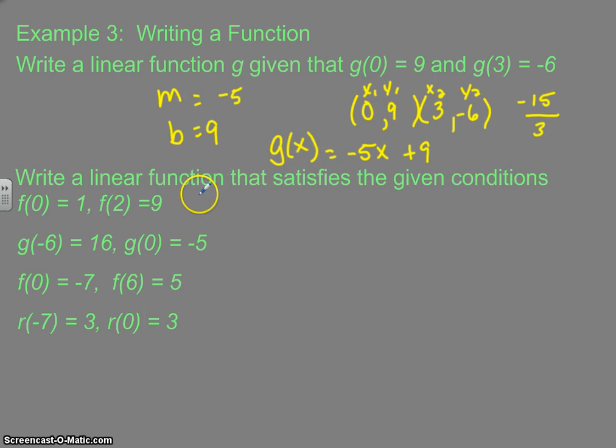Let's do 2 points. Remember, what's inside the parentheses is x, what's outside is y. So 0, 1, and 2, 9. I need to know m and b. Well, b is easy, it's 1. Right there it is, it's with x equals 0. 9 minus 1, y2 minus y1, that's 8, over 2 minus 0, 8 over 2 is 4.